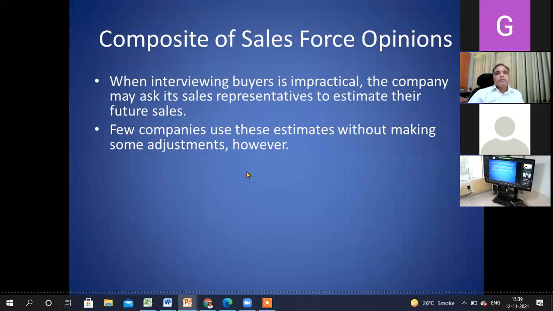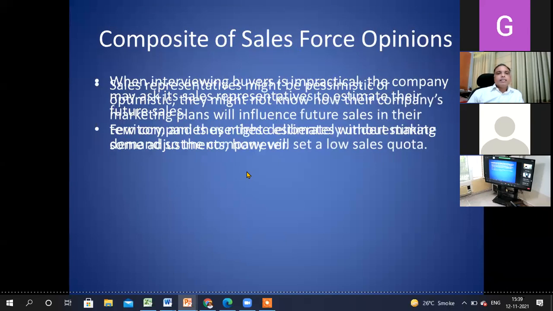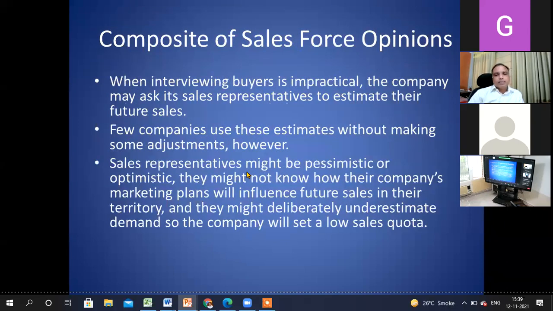So few companies use this estimate without making some adjustment. A sales representative might be pessimistic or optimistic. As you remember, we discussed a case that one Bata shoes representative went to a planet where nobody was wearing shoes. So he was pessimistic that they cannot sell any shoes to this particular people, because people actually don't have any habit to wear shoes.